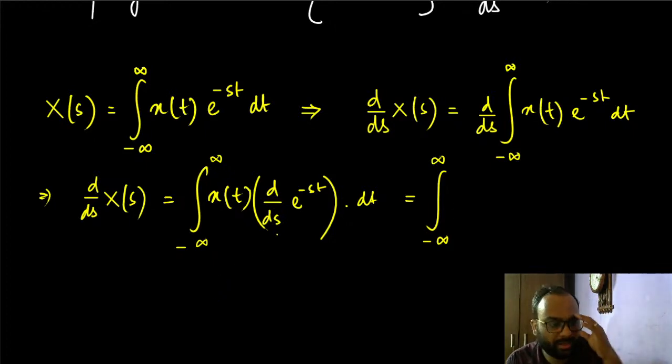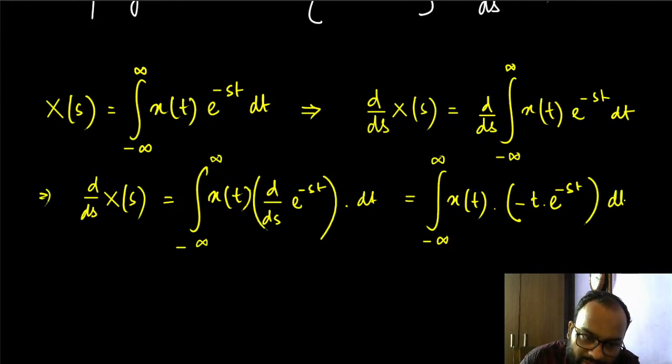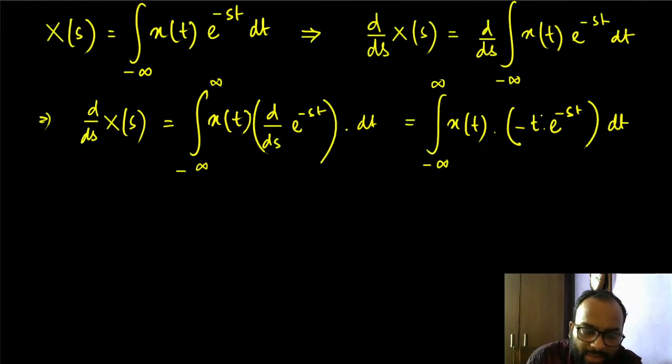Derivative of this e to the power minus st with respect to s. That way, it's going to be x(t) times minus t times e to the power minus st, and then obviously dt. And then we can see that this t cannot be brought outside because this is a function of t, right? So this cannot be brought outside.